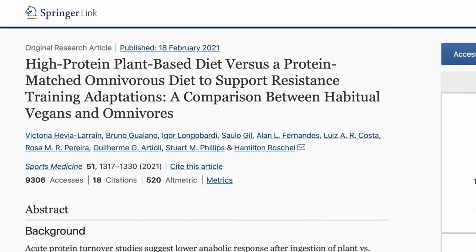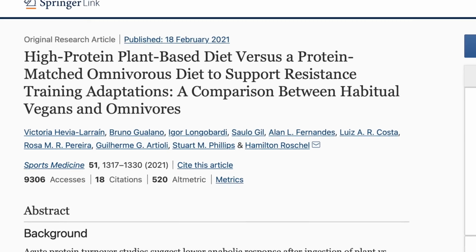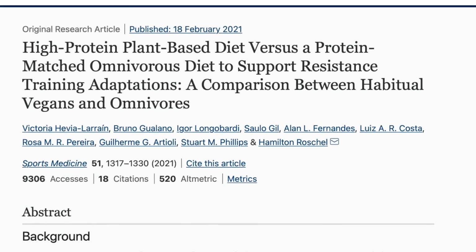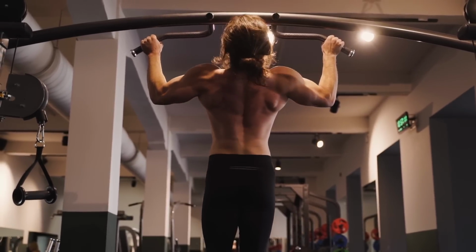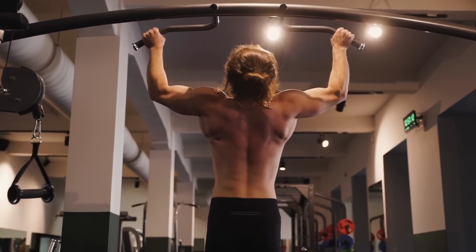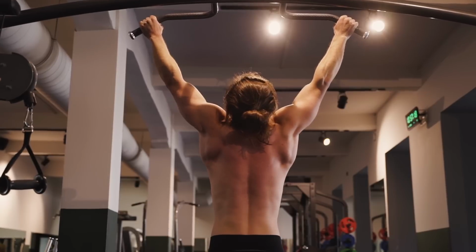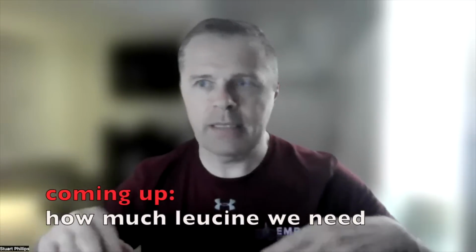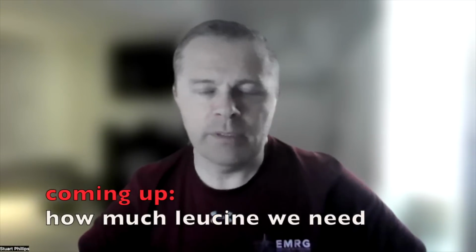And I've been fortunate to be involved with a good friend of mine, Hamilton Rochelle, in Brazil, and his group conducted a study that probably upset or surprised a lot of people, where they compared a completely plant-based or vegan group of people lifting weights with an omnivorous group, and they were both eating 1.6 grams of protein per kilo per day, and they got the same muscle mass gains, same strength gains, and everything else. It highlights that if you get enough protein, these issues around leucine and protein timing and everything else just become peripheral details.